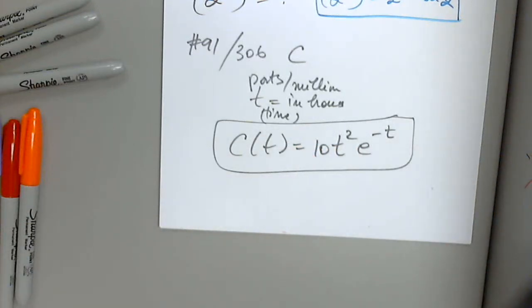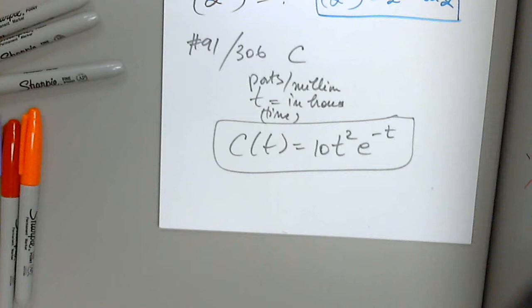So we take a medication. A lot of time and effort was put into this function. And they said, okay, if you take a medication right now, 4 hours, 10 hours, 3 hours, whatever, later, the concentration in the bloodstream 3 hours later will be 10, 3 squared e to negative 3. And the answer will be in parts per million.